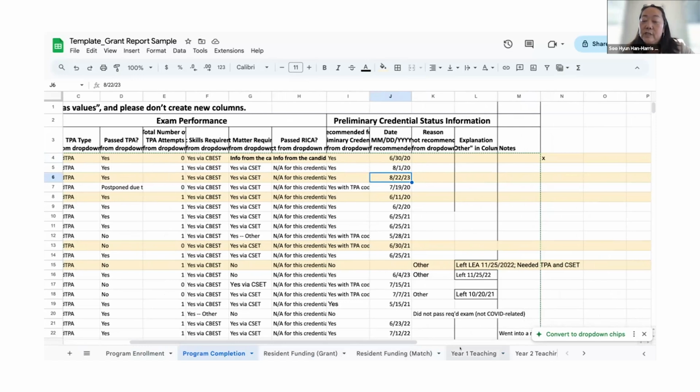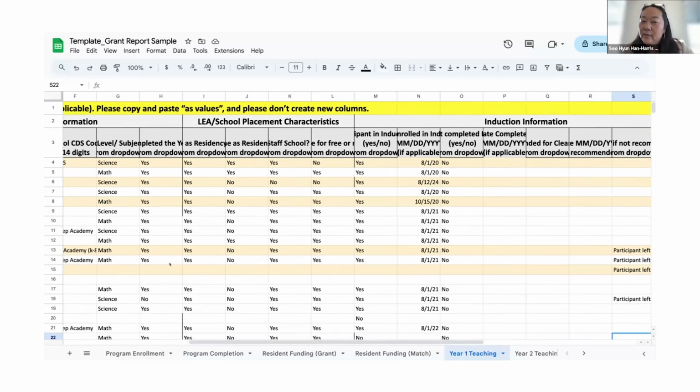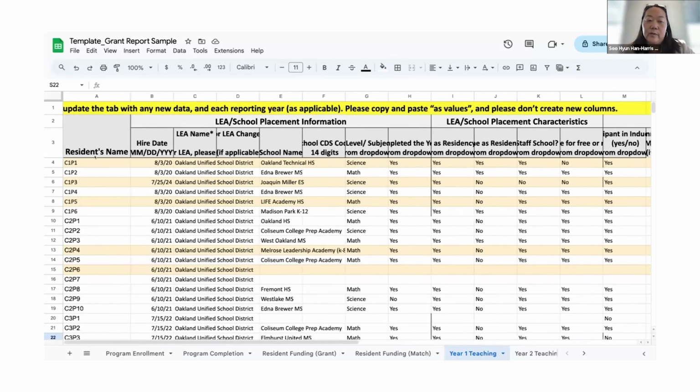Moving to year one teaching. After the school years 2019-20, 2020-21, 2021-22, and 2022-23, they're not showing up anywhere on these year stats because they haven't done any, they don't have their preliminary yet. So the CTC is not asking us to track that person at this point. So they're not showing up until year one.